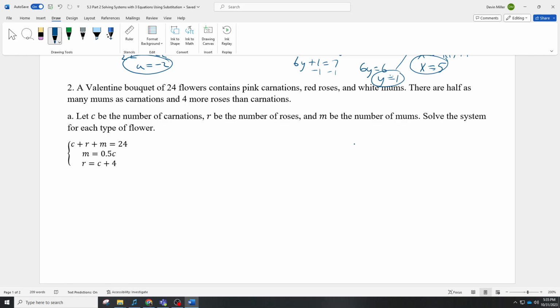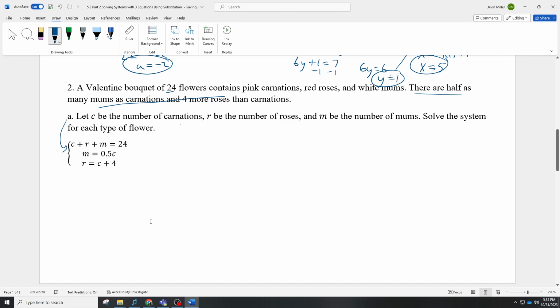So a Valentine bouquet of 24 flowers contains pink carnations, red roses, and white mums. There are half as many mums as carnations and 4 more roses than carnations. So this sentence here is basically giving you the equations that are down below here. Let C be the number of carnations, R be the number of roses, and M be the number of mums. Solve the system for each type of flower.